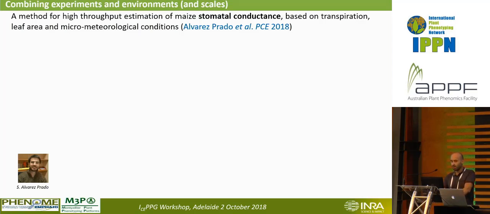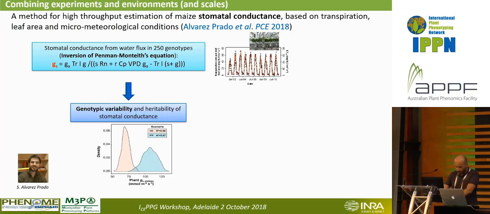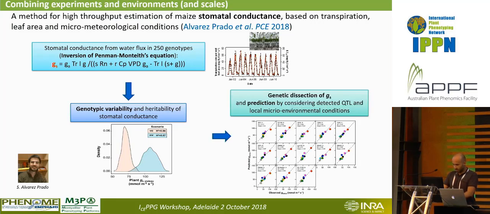Similarly, this is the work of Santiago Alvarez Prado. He did some work developing a method for estimating stomatal conductance based on transpiration, leaf area, and micrometeorological conditions. Basically, he inverted the Penman-Monteith equation. So with this information of transpiration, leaf area, and micrometeorological conditions, he estimated the stomatal conductance in 750 plants. He found high genetic variability and heritability for this trait. Then he did a genetic dissection, and he built a model for predicting the stomatal conductance by using the detected QTLs plus the local microenvironmental conditions.